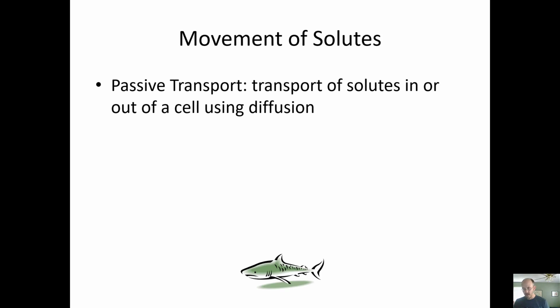So, osmosis and diffusion are passive transport. This is the transport of solutes in and out of a cell using diffusion. So the diffusion of water across a semi-permeable membrane, which is osmosis, or simple diffusion, the diffusion of something like salt across a membrane. That's passive transport.